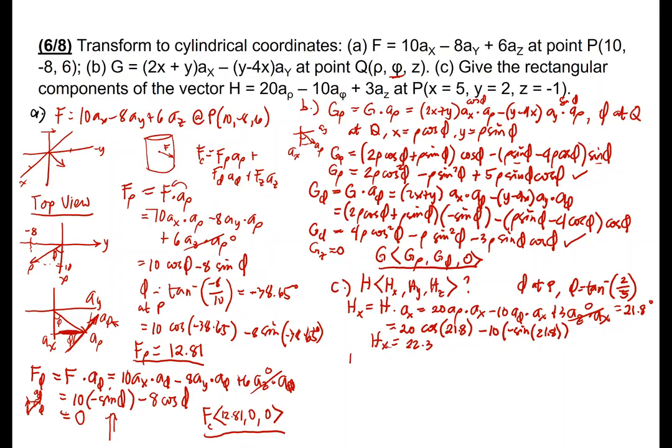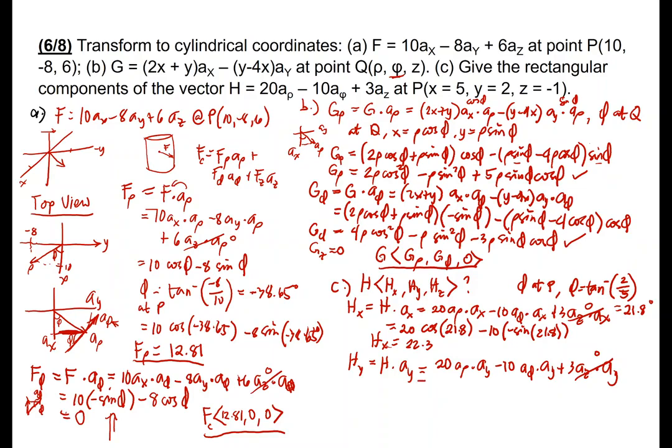Now how about hy? So we have h dot ay that is equal to 20 a rho dot ay, not ax, minus 10 ap dot ay plus 3 az dot ay. az dot ay is still 0 because they are orthogonal, or 90 degrees. Whatever the value of your z, it doesn't affect y. That's the layman's term for that.